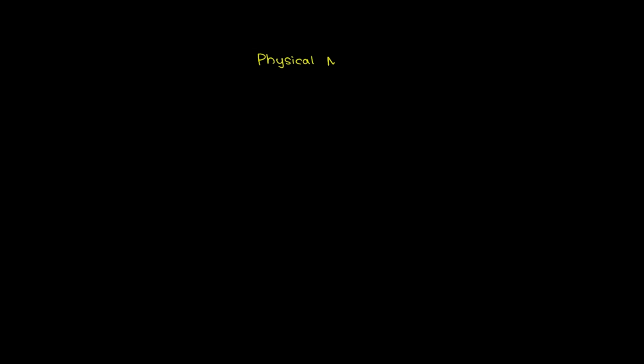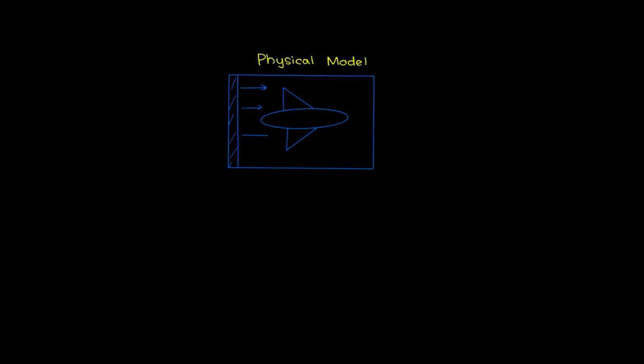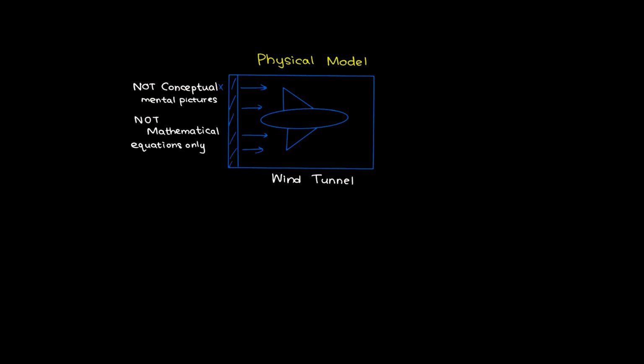Engineers need to know how air flows around an aircraft before building the real thing. So they build a smaller version and stick it in a wind tunnel with sensors measuring aerodynamic forces. This is a physical model, a tangible, scaled-down replica you can actually touch and test. It's not a conceptual model, which would be a mental picture or diagram explaining an idea. It's not a mathematical model, which would be equations predicting airflow.